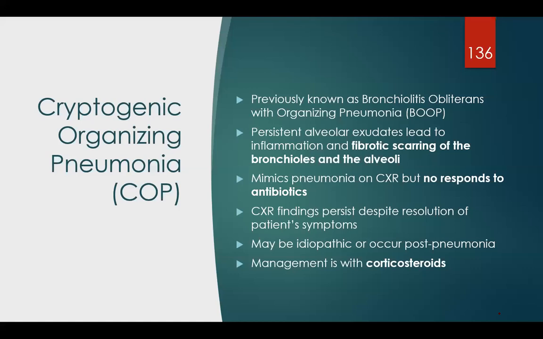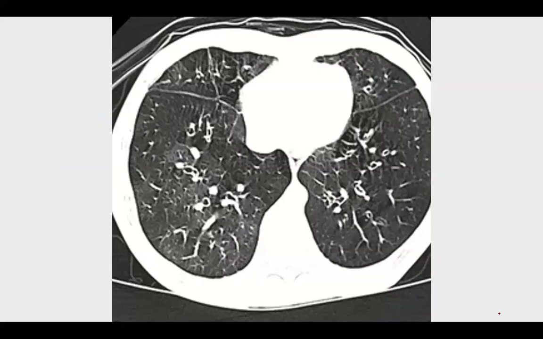Previously known as bronchiolitis obliterans with organizing pneumonia, this is cryptogenic organizing pneumonia. Persistent alveolar exudates lead to inflammation and fibrotic scarring of the bronchioles and the alveoli. Mimics pneumonia on chest x-ray, but does not respond to antibiotics. Chest x-ray findings persist despite the resolution of the patient's symptoms. May be idiopathic or occur post-pneumonia. Management is with corticosteroids. Doesn't look fun, does it?